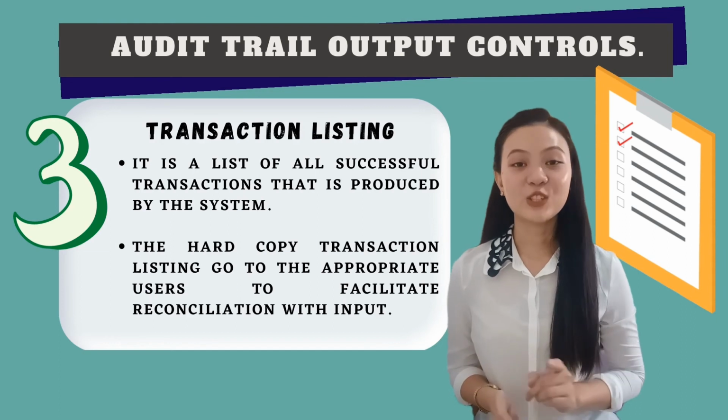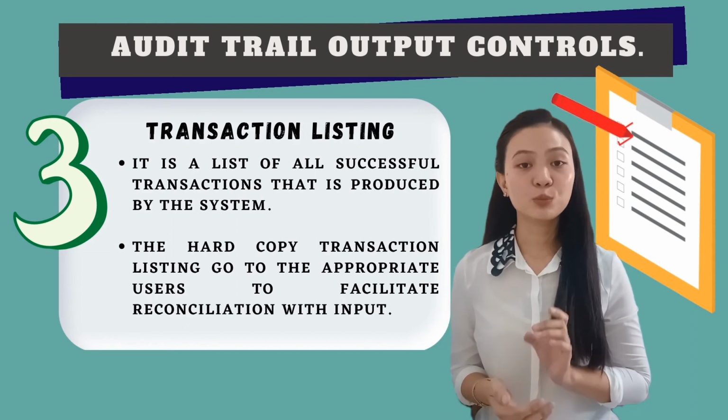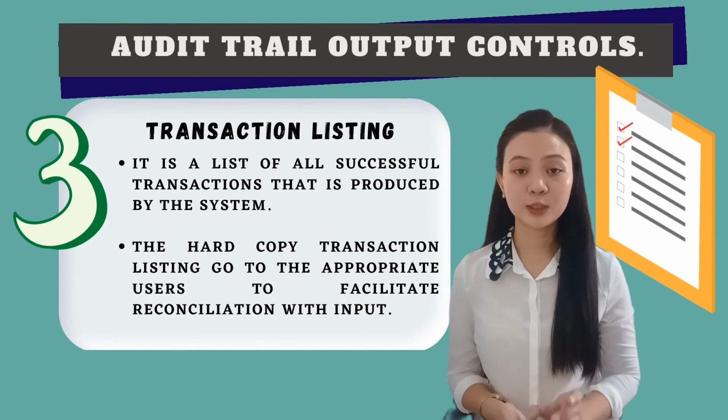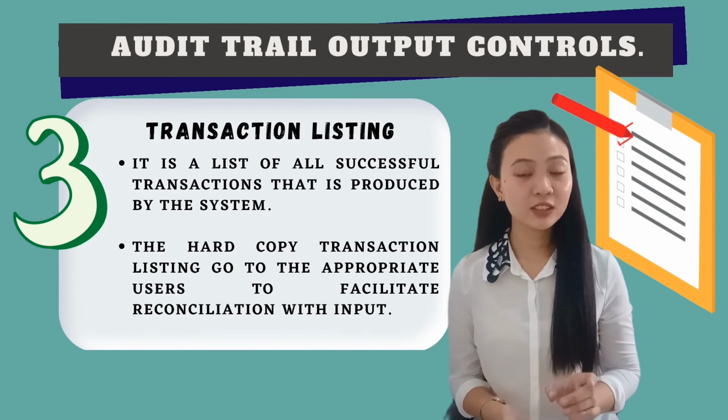Third is the transaction listing. The system should produce a hard copy transaction listing of all successful transactions. Listings should go to the appropriate users to facilitate reconciliations with input. For example, a listing of cash disbursements processed will go to the controller to be used for the bank reconciliation.